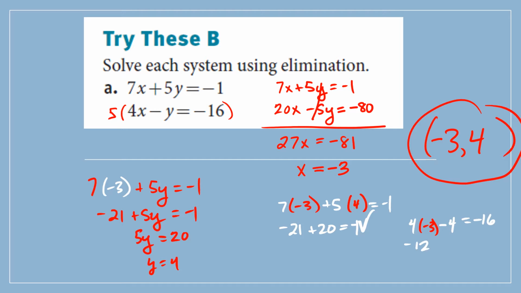So negative 12 minus 4 equals negative 16. Yep, they're both true. That means I got the answer right.